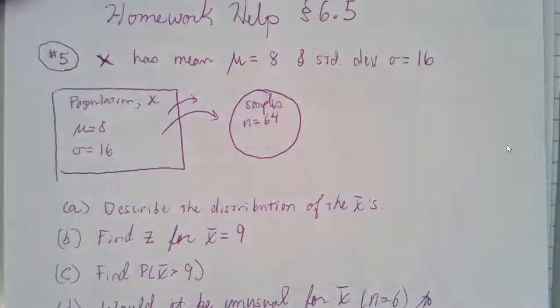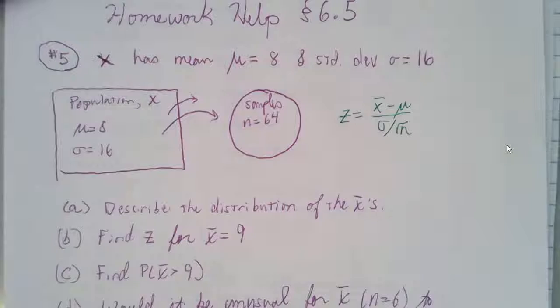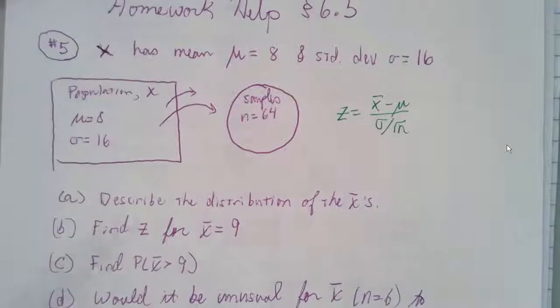All right, this is the homework help for section 6.5, and in this first problem, number 5, we are going to learn how to use the formula which tells us that the z-score is a particular mean, x bar minus mu, over sigma over root n. All right, the first question asks us this.